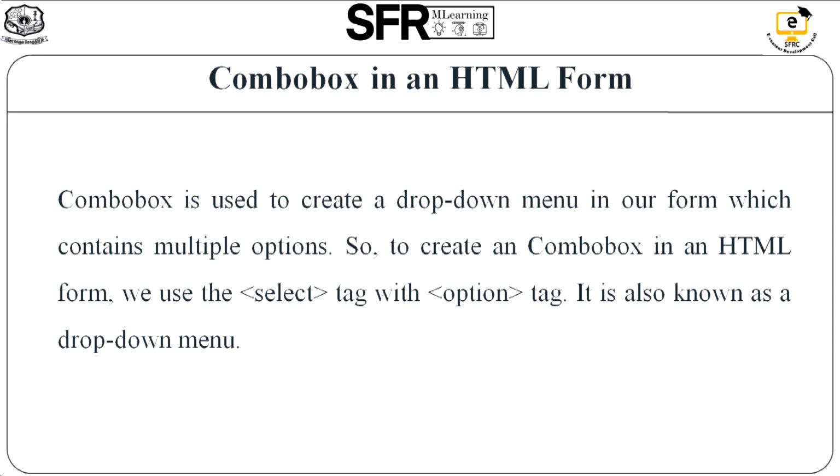Next, now let us see the combo box in HTML. Combo boxes are used to create a drop-down menu in our form which contains multiple options. So, to create a combo box in an HTML form, we use the select tag with the option tag. It is also known as a drop-down menu.